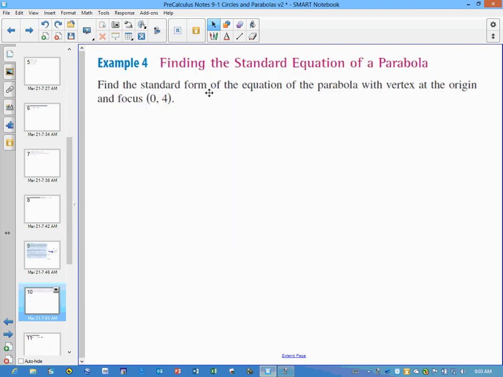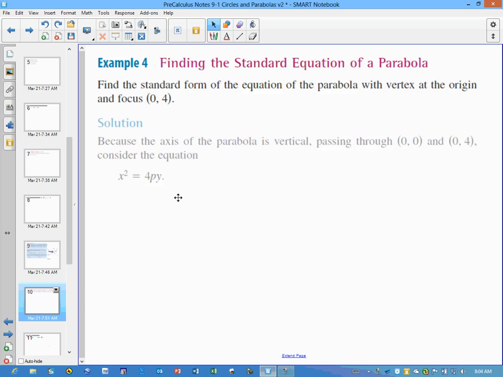Here they want us to find the standard form of the equation of the parabola, with vertex at the origin and the focus at (0, 4). All right, since we have the vertex at the origin, that means h and k are both 0, so we can use our simplified model, which is just x squared equals 4py. Now notice we chose the vertical model, basically y equals x squared, because if the vertex is at the origin and the focus is at (0, 4), that would represent 4 units up from the vertex, which makes it the vertical model.